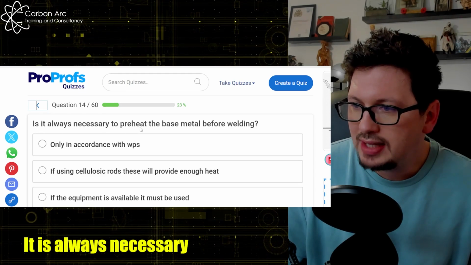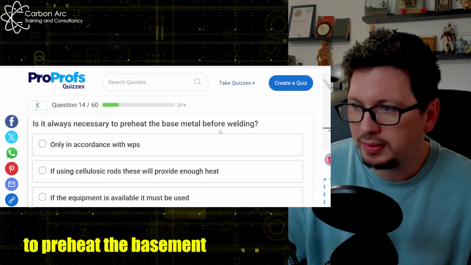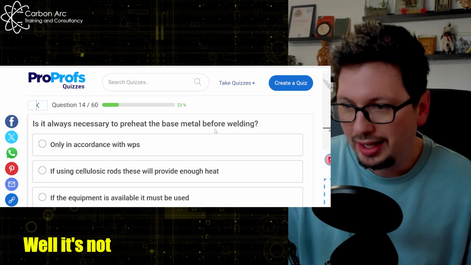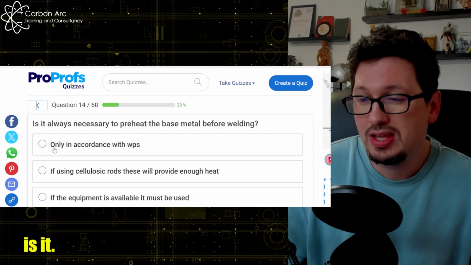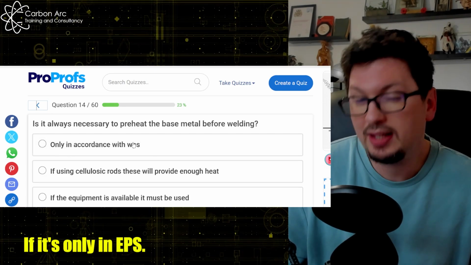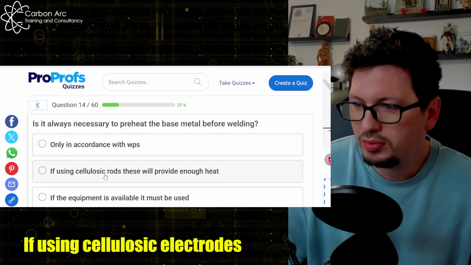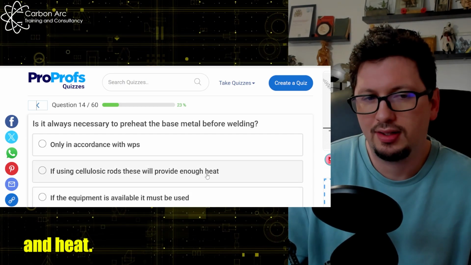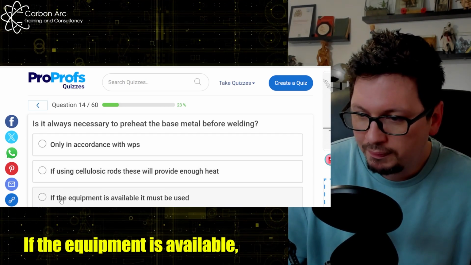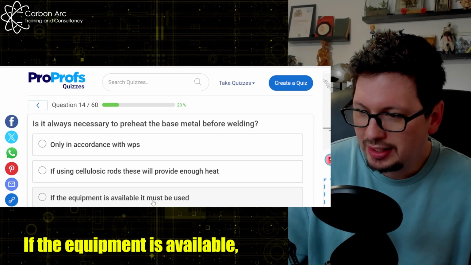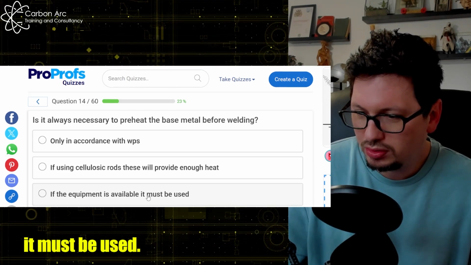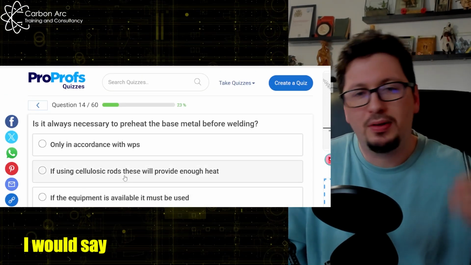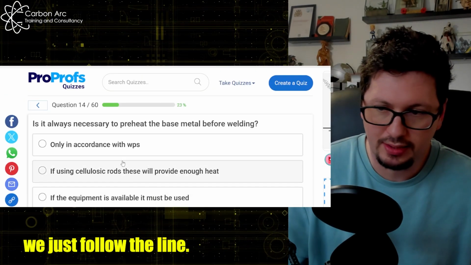It is always necessary to preheat the base metal before welding. Well, it's not. If it's only in accordance with WPS, okay, that seems fair. If using cellulosic electrodes to provide enough heat for what? If the equipment is available, it must be used, not on a sunny day. Again, as inspectors, I would say we just follow the WPS, right?